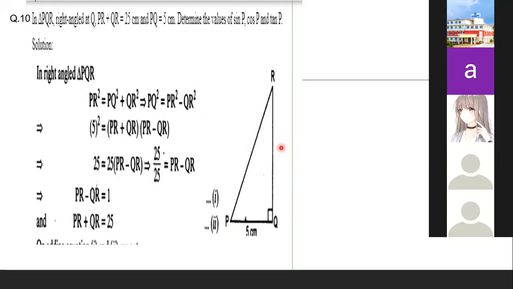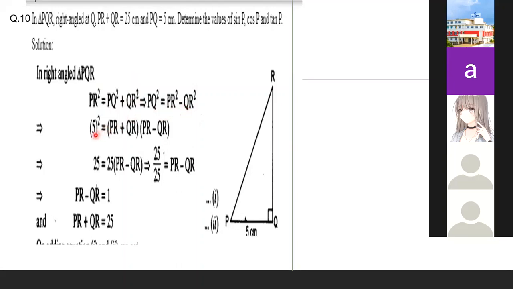Sin P is equal to 12 by 13. By using the Pythagoras theorem, PR square is equal to PQ square plus QR square. Here I wrote the Pythagoras theorem. We have the PQ value, so PQ square is equal to PR square minus QR square. I shift QR towards the left side. Am I clear on this first step?